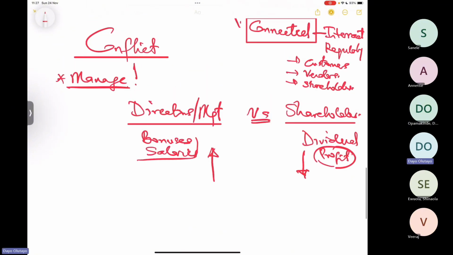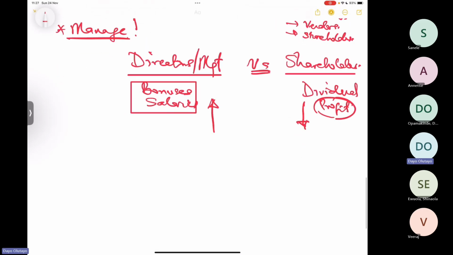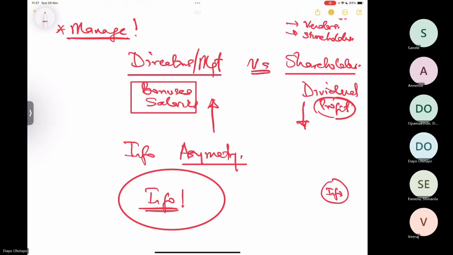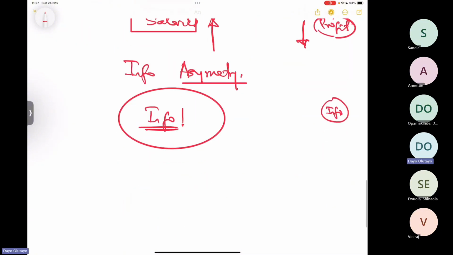Because this guy wants a lot of bonuses and salaries, they can also manipulate accounts for their benefit, because they have access to more information than the shareholders. If you remember what we refer to as information asymmetry, because this guy has a load of information because they're involved in day to day, but these guys have just little info at their disposal. And that conflict you must manage.